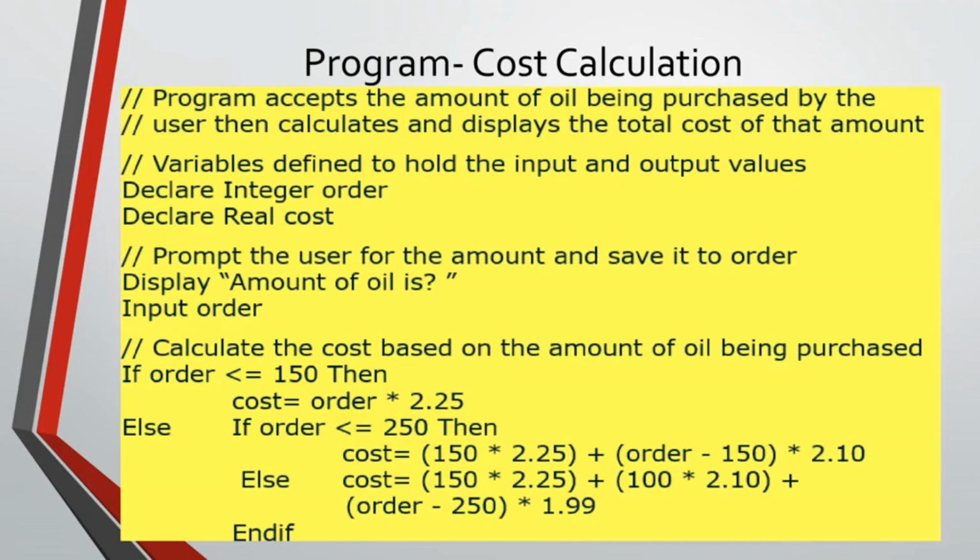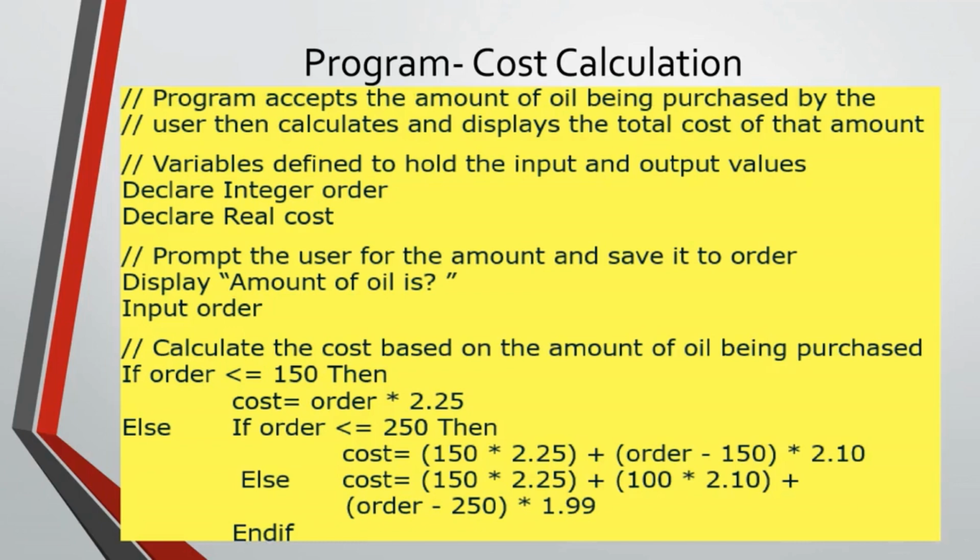Program: cost calculation. The program accepts the amount of oil purchased by the user, then calculates and displays the total cost of that amount. Variables are defined to hold the input and output values. Declare variable order of integer data type. Declare variable cost of real data type. Prompt the user for the amount and save it to the order variable. Display the amount of oil as input order.